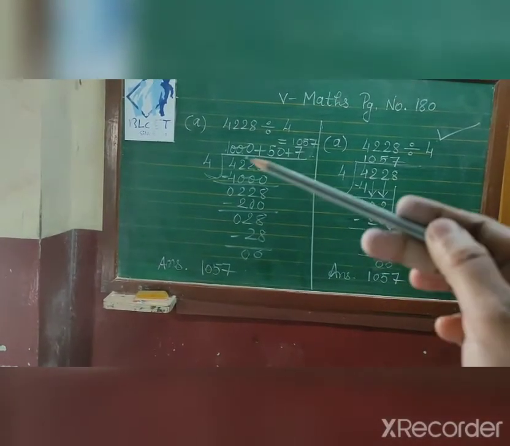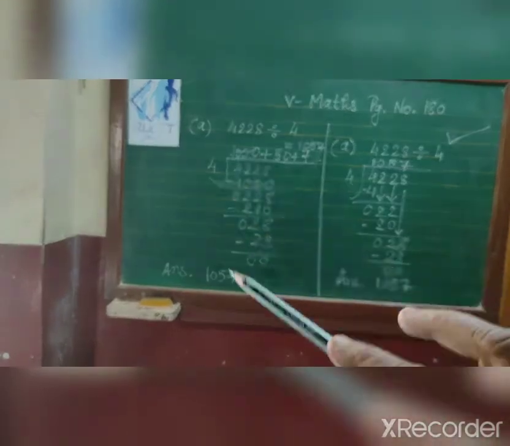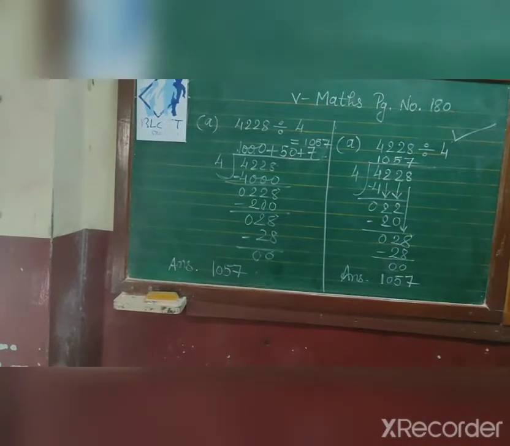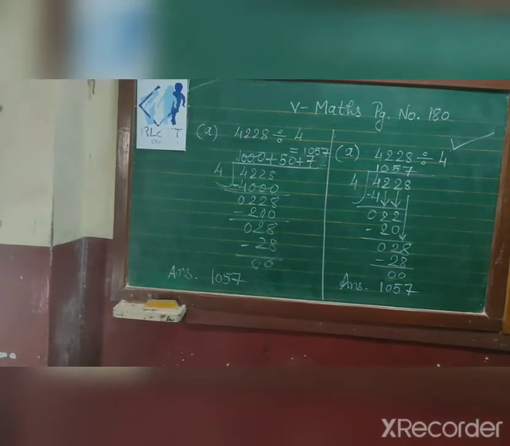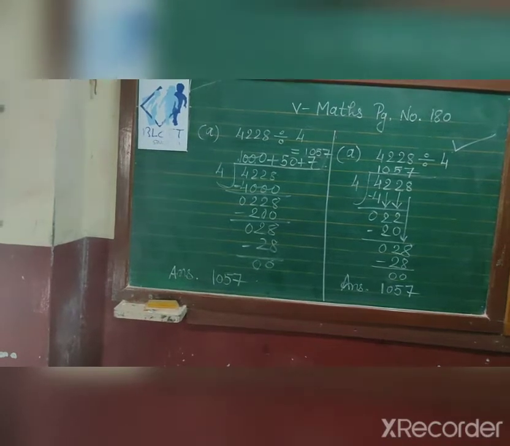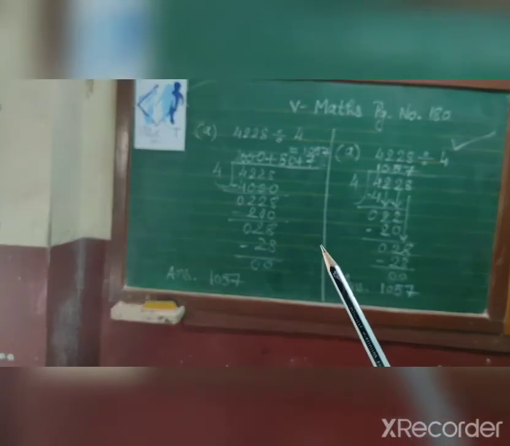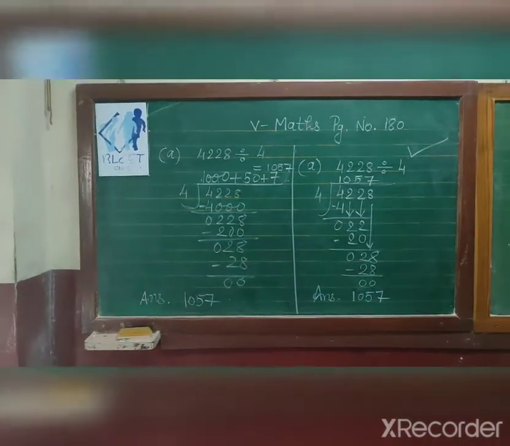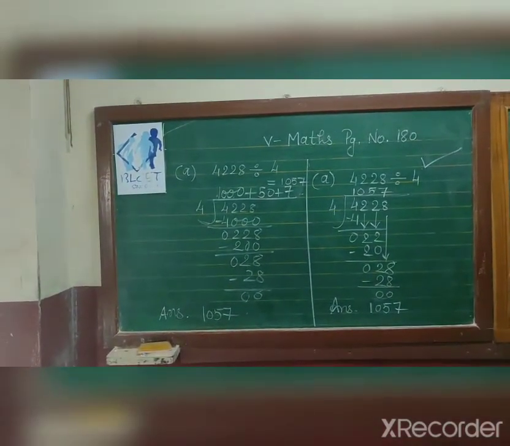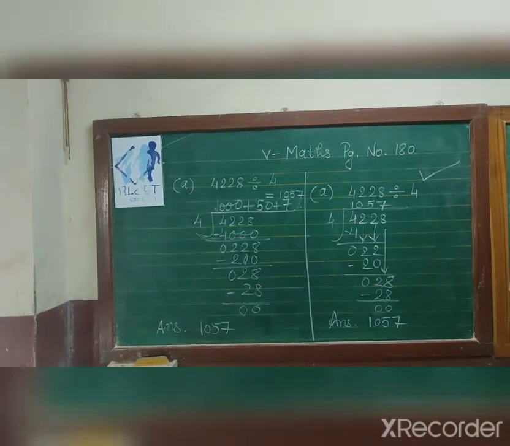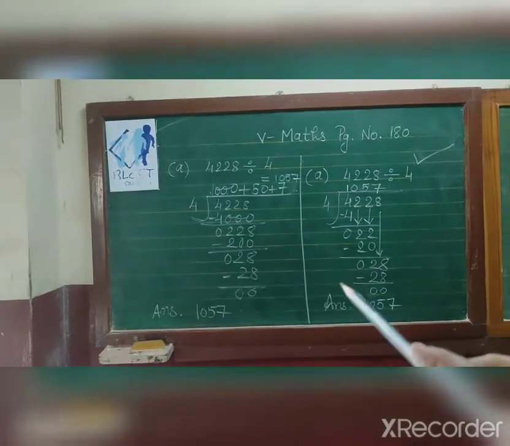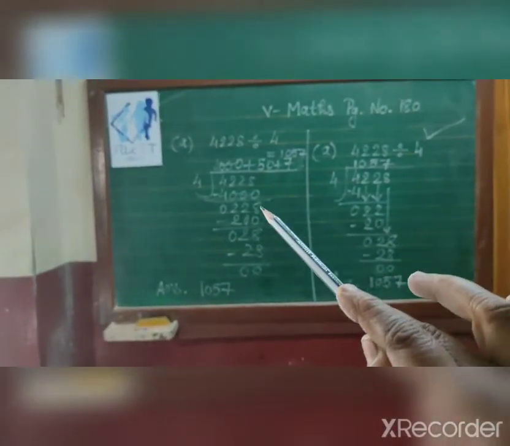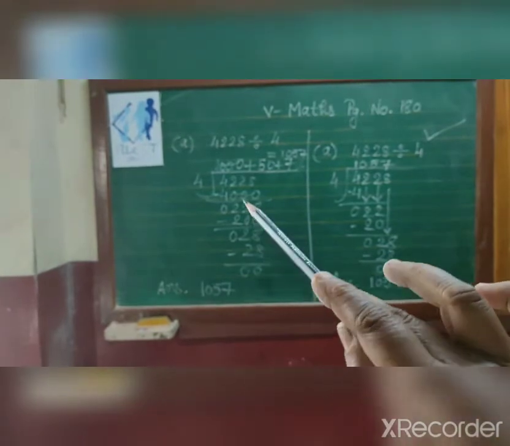So you will multiply by the tens number. That means 10. 10 fours are 40. 20 fours are 80. 30 into 4, 120. 40 into 4, 160. 50 into 4, 200. And 60 into 4, 240. Greater number you are getting, so you will multiply by 50. So 50 into 4 is 200. So you will write here 200. Okay. Now 8 minus 0, 8, 2 minus 0, 2, 2 minus 2 is 0.